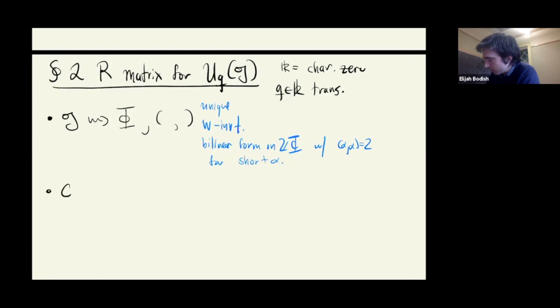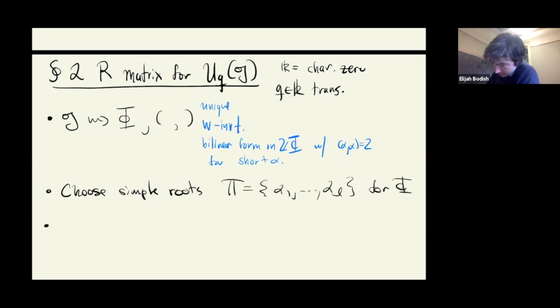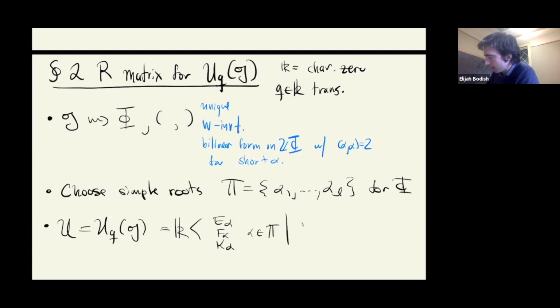And then we're going to choose simple roots, Pi, which is alpha 1 up to alpha L, for our root system. And this is the input we need to define U, which is U_q of g, the K-algebra generated by E alpha, F alpha, and K alpha for alpha simple, subject to relations. If you need to be reminded of them as we're reading, hopefully you have the book with you and you can look at Jantzen's section 4.3 where he writes down these relations.